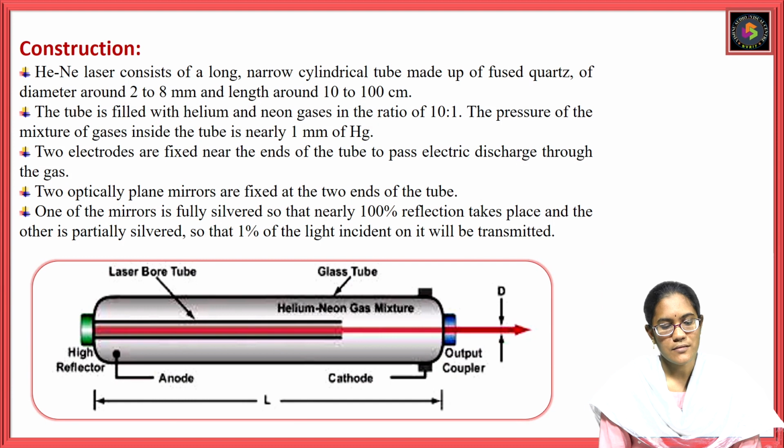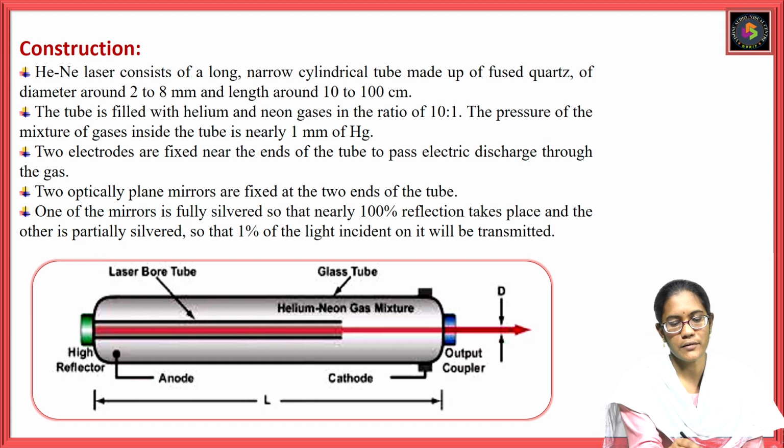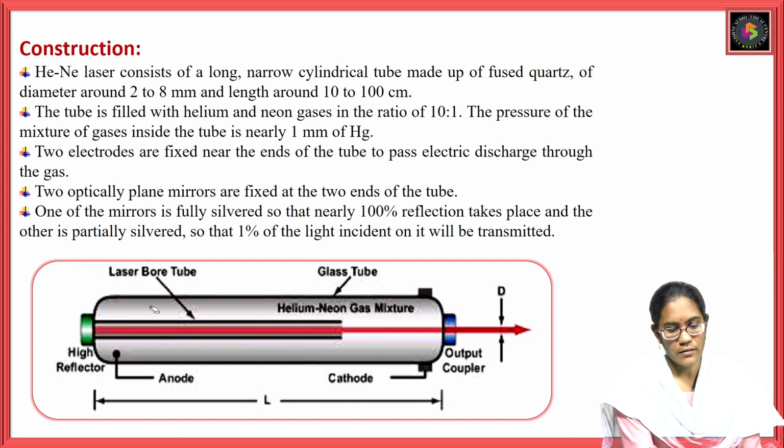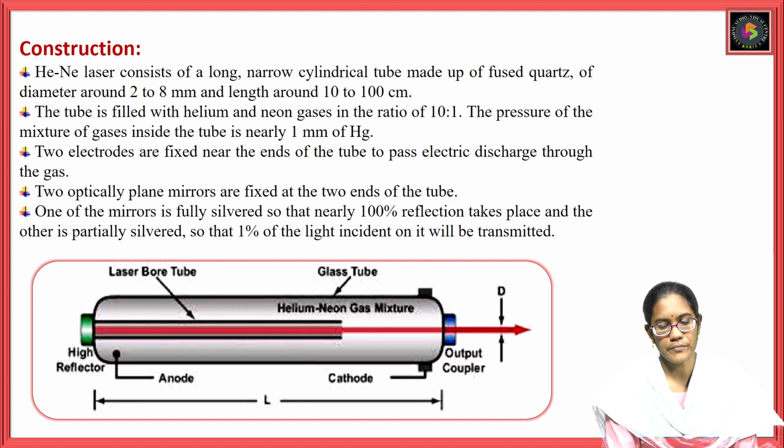So then, coming to the construction of the helium neon laser. The helium neon laser consists of a long, narrow cylindrical tube. It is made up of a quartz tube, with a diameter of around 2 to 8 nanometer and a length of around 10 to 100 centimeters. So this is the electric discharge tube, made up of quartz glass tube. And this tube is filled with a helium and neon gas mixture in the ratio of 10:1. And the pressure of the gas mixture inside the tube is nearly 1 mm of Hg.